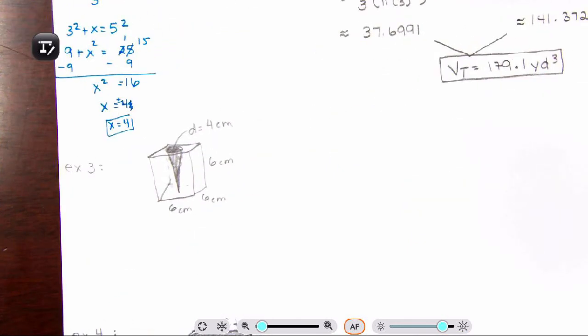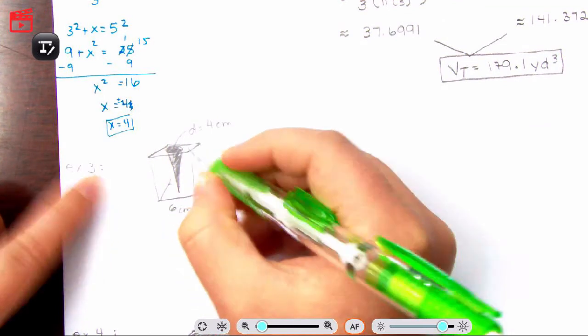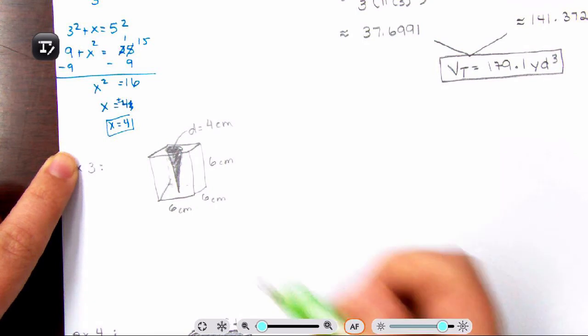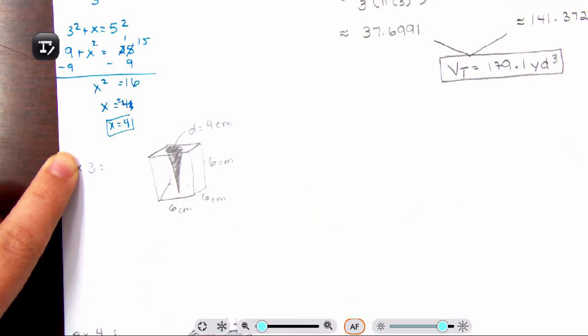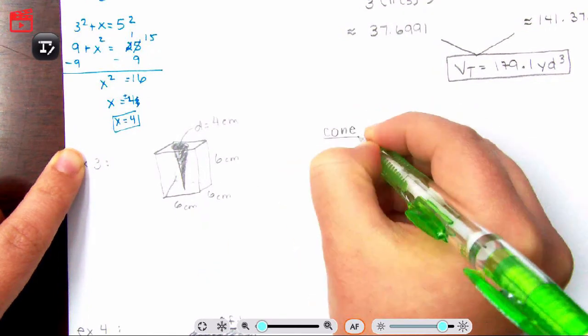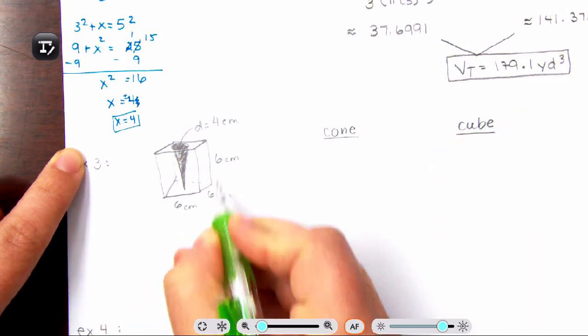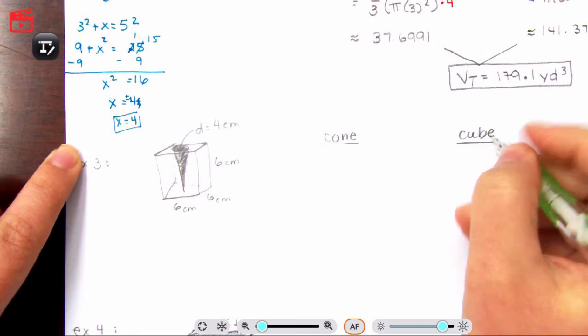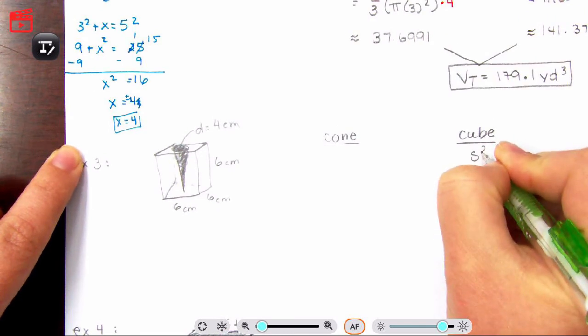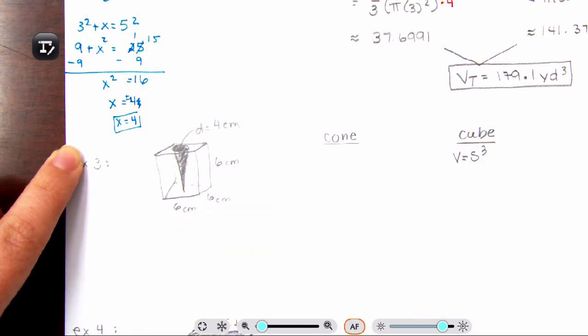In example number 3, we have this part shaded out. So I wanted to show you that this part is drilled out. So we do not have this cone inside of this box or this cube. All right, identify what we have. We have a cone and we have a cube. How do I know it's a cube? Because it's 6 by 6 by 6. All the measures are the same. Volume of a cube is s cubed. Or you can say length times width times height, or you can say the area of the base times the height. It's the same thing.